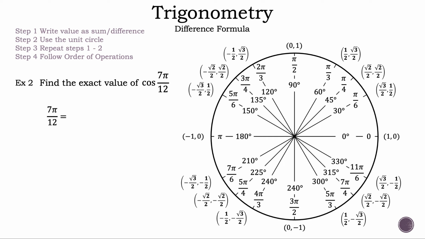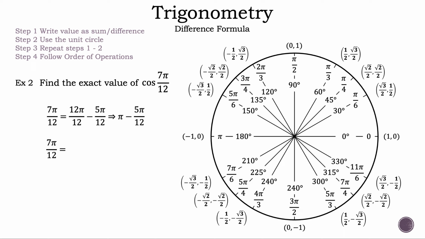This time, we're going to use the difference formula to rewrite 7 pi over 12 as a difference of two numbers. So let's start with 12. So we have 12 pi over 12 minus 5 pi over 12, because 12 pi minus 5 pi is equal to 7 pi. Let's simplify. So now we have pi minus 5 pi over 12. Unfortunately, only pi is on the unit circle, so we must break down 7 pi over 12 once more. So let's write down 7 pi over 12 so we can break it down again.